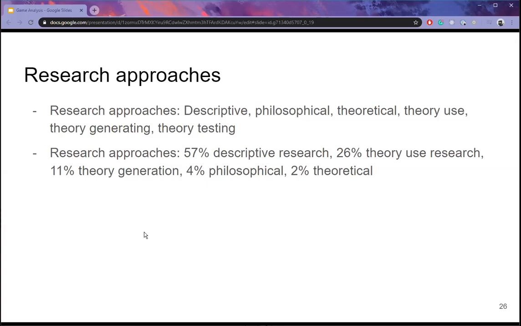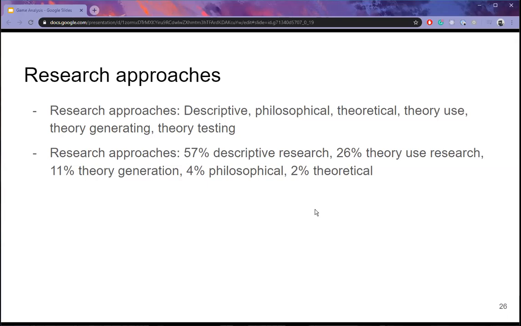There's the descriptive approach, which describes a phenomenon in appearance without any use of theory. The philosophical approach reflects upon the phenomenon without data or any use of theory. The theoretical approach reflects on the phenomenon based on some theory, but without empirical data. The theory-use approach applies theories or models as a framework for the conducted study. The theory-generating approach analyzes data in a systematic manner with the purpose of building theory. And theory-testing tests a theory using data in a systematic manner.